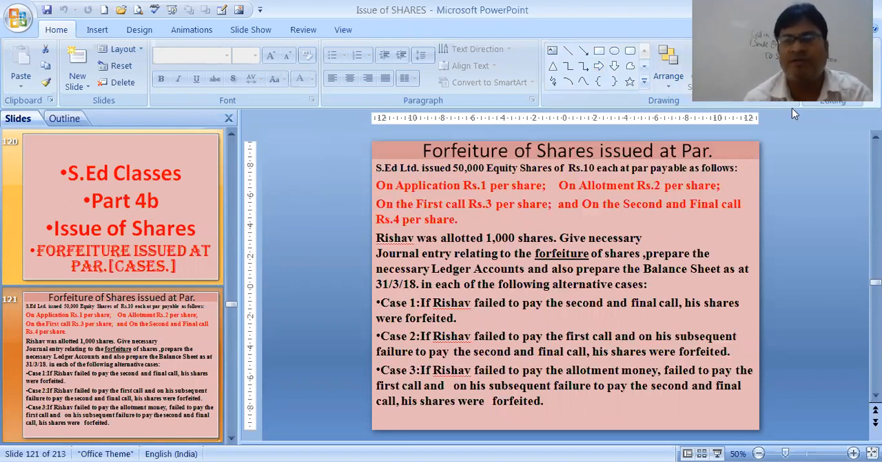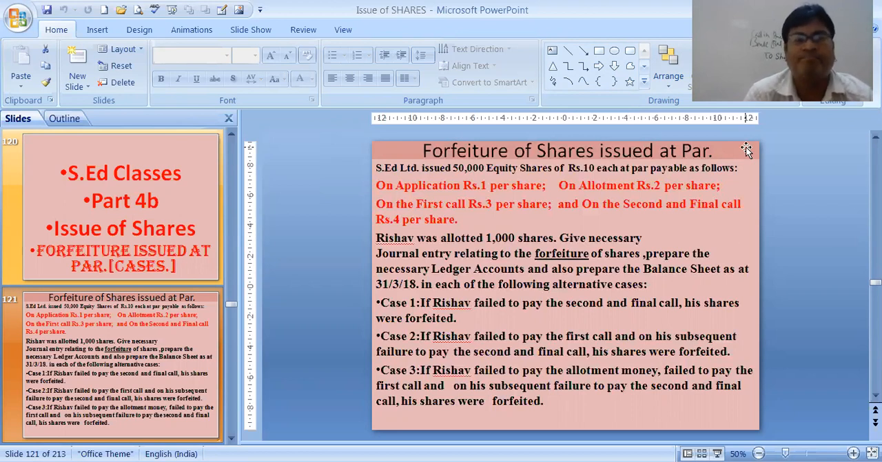First of all, forfeiture means we are cancelling the shares. In this sum, there is application 1 rupee, allotment 2 rupees, first call 3, and second and final call 4 rupees. 4 times the company is asking for money. Reserve was allotted 1000 shares. Give necessary journal entries for the forfeiture of shares. Only regarding forfeiture we will pass the journal entry, not from the very beginning. Prepare the necessary ledger account and also prepare the balance sheet as at 31st March 2018 in each of the alternative cases.